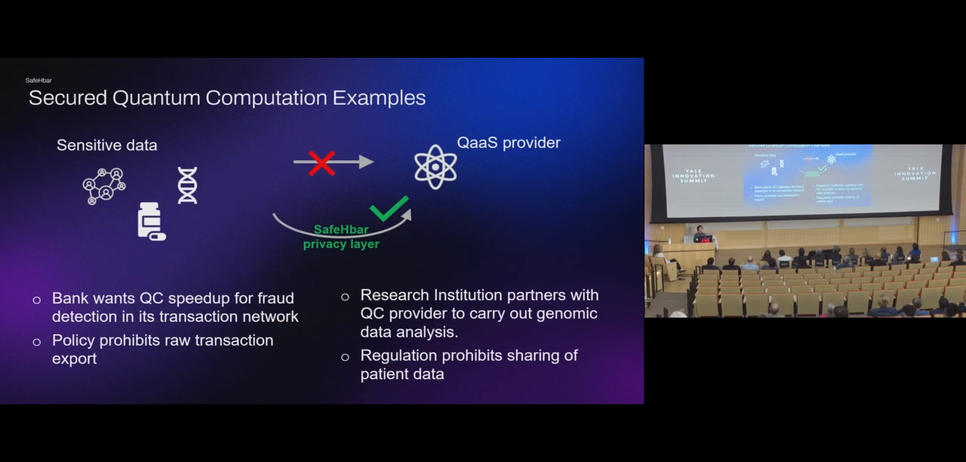Pharmaceutical companies, banks, or researchers partner with quantum hardware vendors to carry out advanced analysis. But company policies, IP concerns, and regulatory constraints prevent them from sharing their raw data with the quantum hardware. But integrating SafeHbar's privacy layer would allow the quantum hardware to carry out those operations on sensitive data without revealing the underlying raw data.